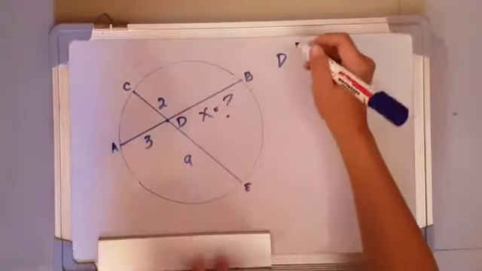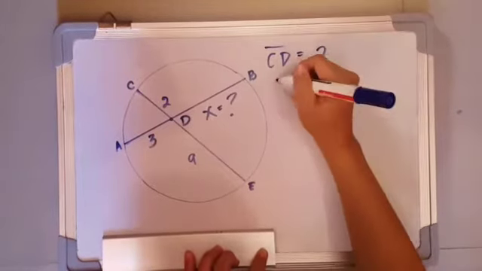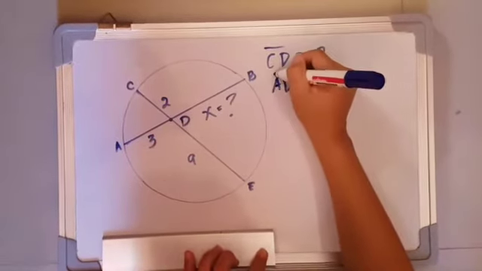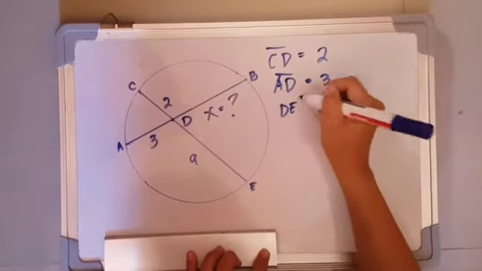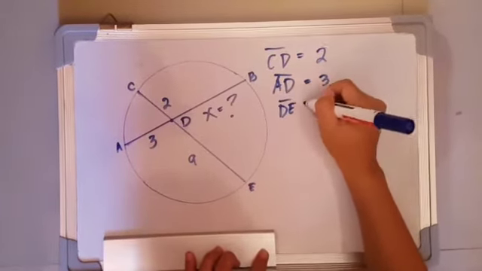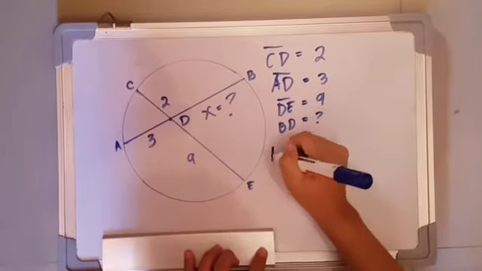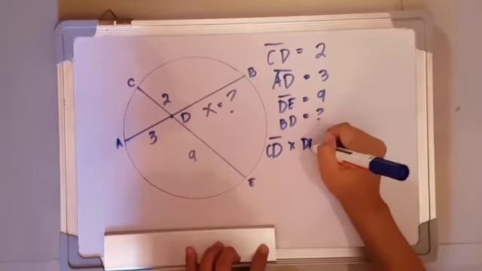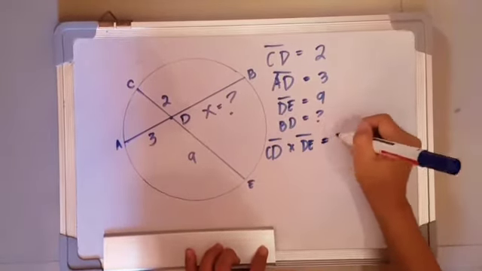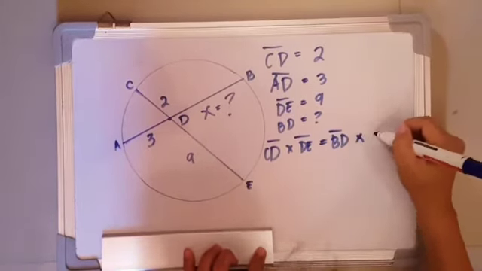Line segment CD is equal to 2. Line segment AD is equal to 3. Line segment DE is equal to 9. And line segment BD is unknown. So, line segment CD times DE equals line segment BD times line segment AD.